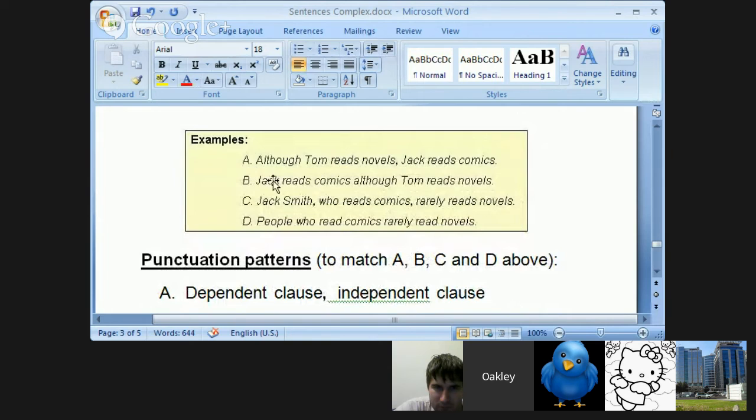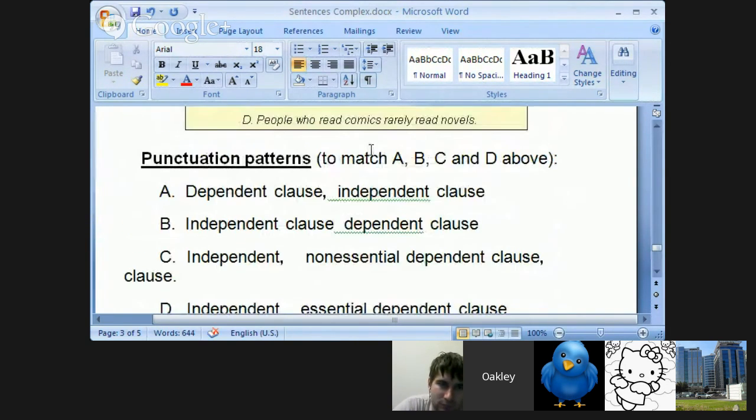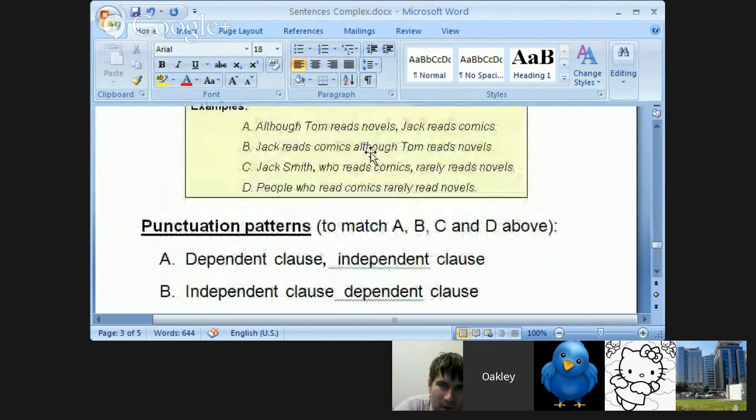Let's look at some more examples here. Although Tom reads novels, Jack reads comics. That's the basic. Jack reads comics, although Tom reads novels. We're just reversing it. We don't need, again, we don't need the commas.